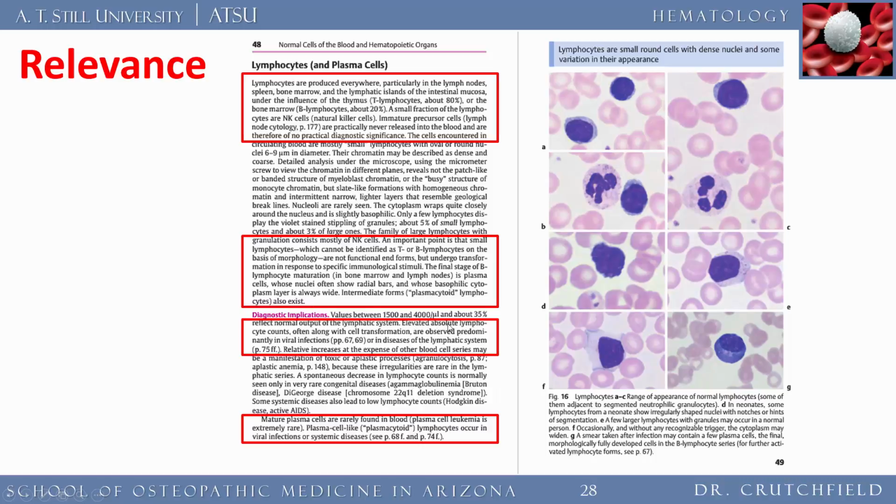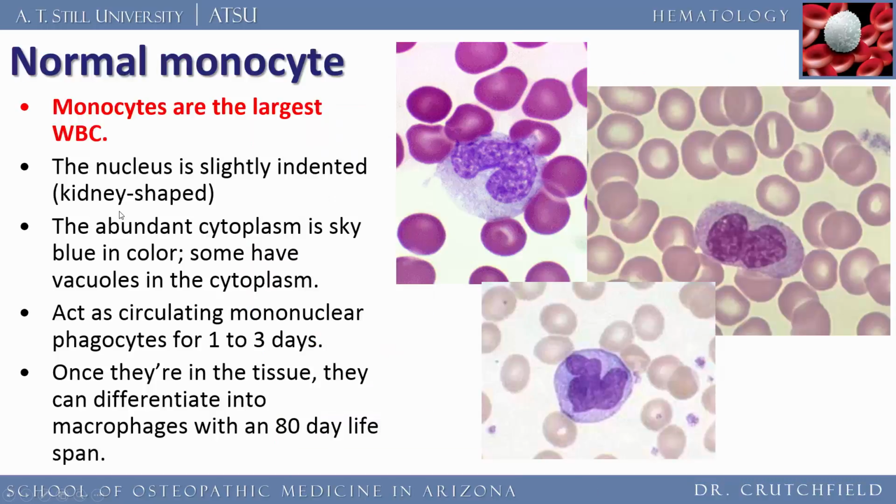Because an elevated absolute lymphocyte count, often along with cell transformation, is observed predominantly in a viral infection or disease of the lymphatic system, like lymphoma or leukemia. And mature plasma cells, remember these are the guys that secrete antibodies, are found in blood and help us secrete antibodies, but plasma cell-like lymphocytes occur in a viral infection also, and they can also be abnormally high in plasma cell leukemia. And I'll show you an example here of someone who has another disease which you've probably heard of, and we'll get to that here in just a second.